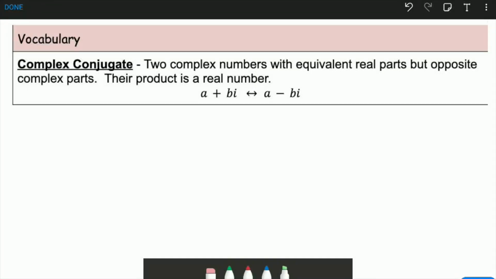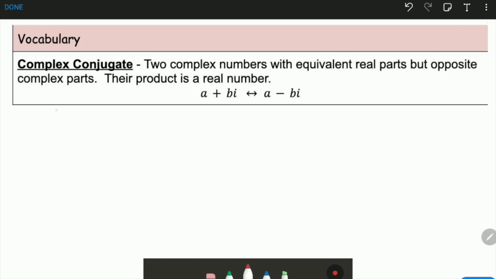Okay, in this video, we're going to talk about the complex conjugate. The complex conjugate is where we have two complex numbers with equivalent real parts but opposite imaginary parts. They're basically two numbers that have the same real part but opposite imaginary parts. Their product actually happens to be a real number. I'm going to give some examples here in a second.